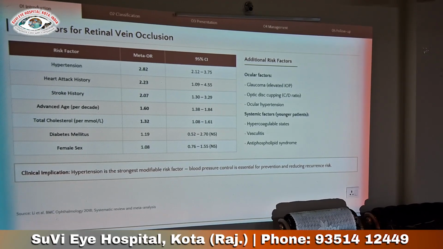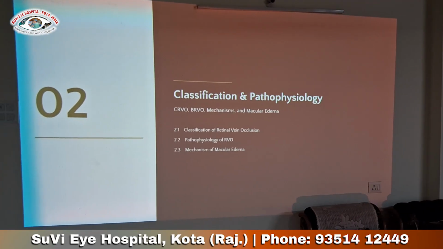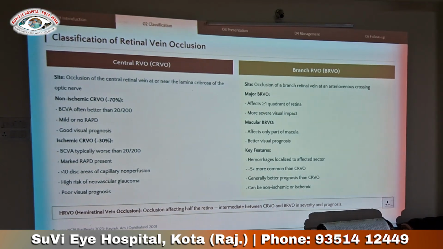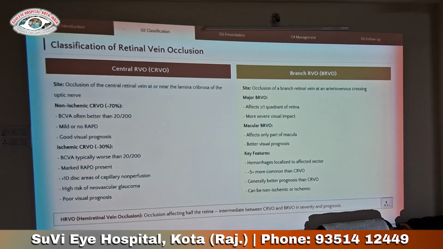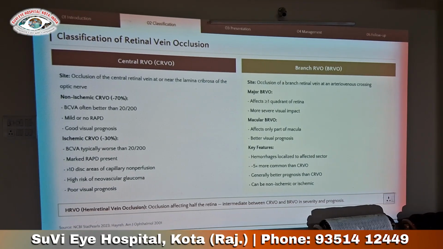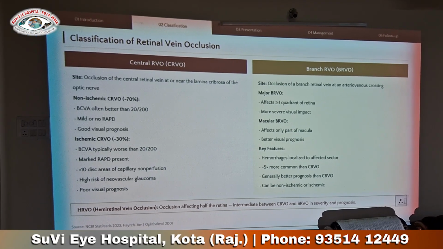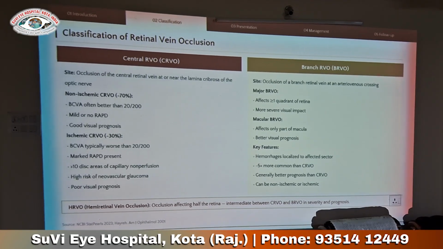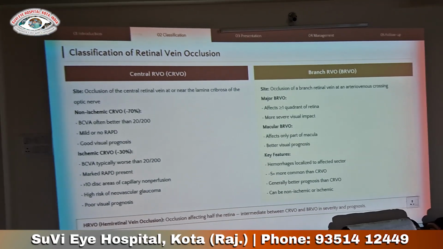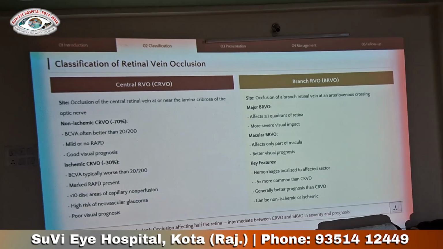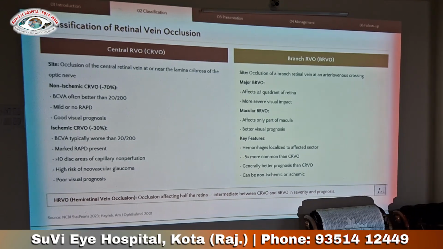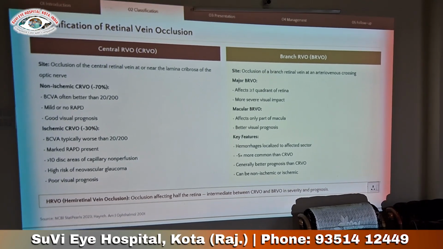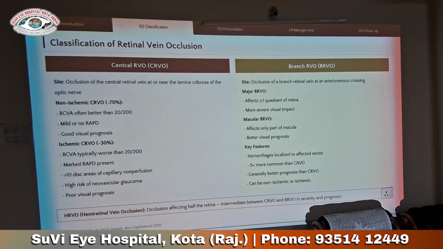antiphospholipid syndrome. Coming to the classification and pathophysiology, it is classified into two: central retinal vein occlusion and branch retinal vein occlusion. Central retinal vein occlusion is further classified into ischemic and non-ischemic. Branch retinal vein occlusion is classified into two: major BRVO and minor BRVO. In central retinal vein occlusion, the site of occlusion is at or near the lamina cribrosa of the optic nerve.